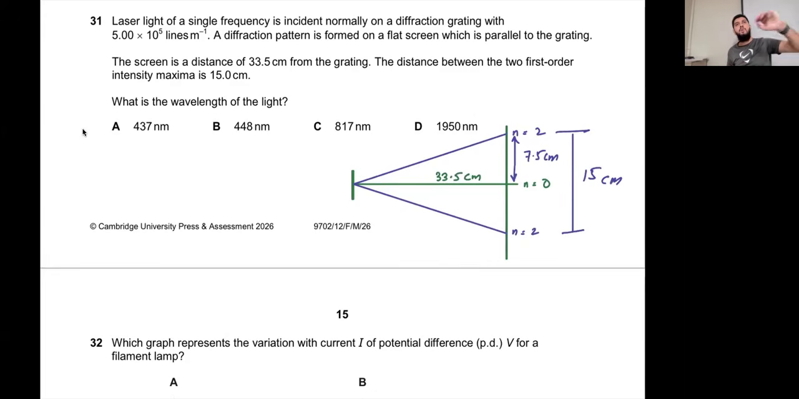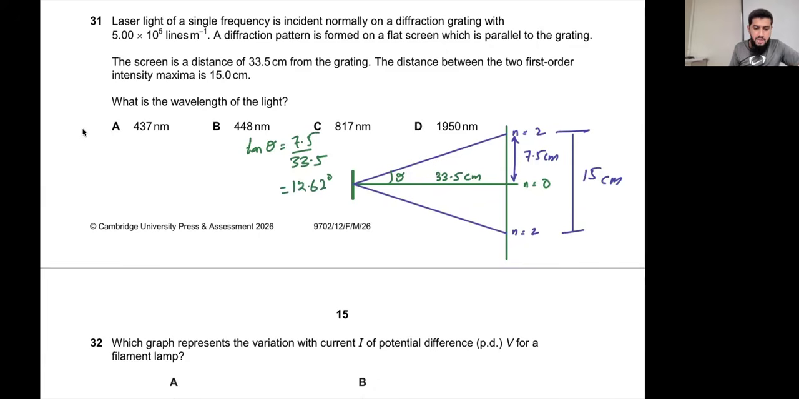Now, the thing with the formula for diffraction grating is that you need the angle from the zero order as opposed to these distances here. So we can use Pythagoras' theorem to find out theta. And that gives me tan theta equals opposite upon adjacent. So I get my value for theta as 12.62 degrees. What do I need now?